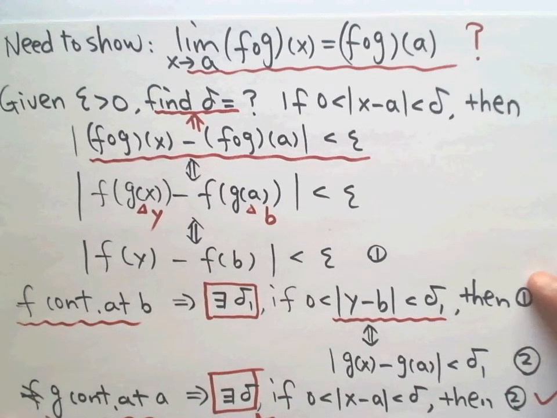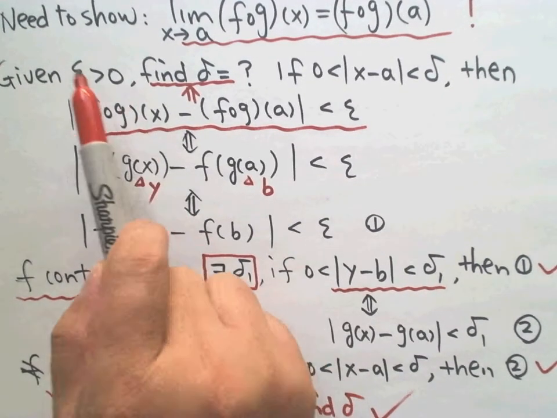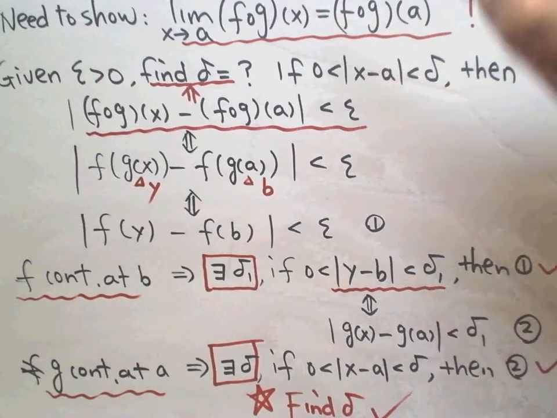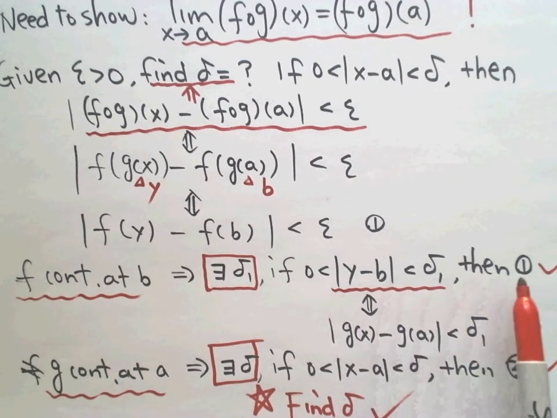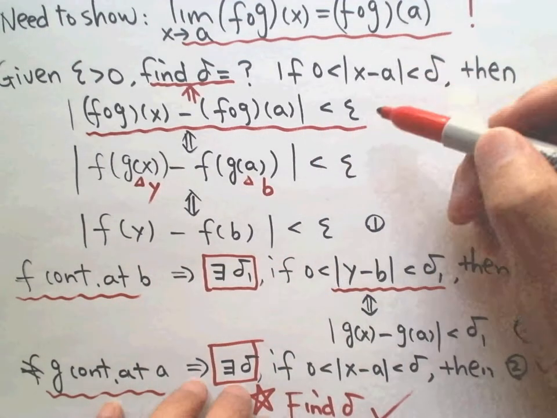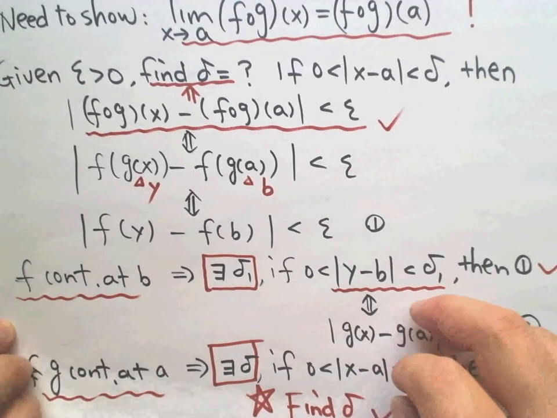Why? Let me go back a little bit. We already found the delta. Given any epsilon greater than 0, can we find the delta? Yes. I have to go backwards. We find the delta. If x goes into the delta neighborhood, then the second inequality is true. If this inequality is true, it means this inequality is true. If this is true, then the first is true. The first is what we need to prove, which means this is true, right? See, if we go backwards, definitely.